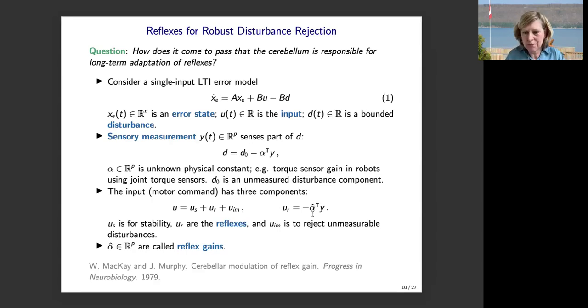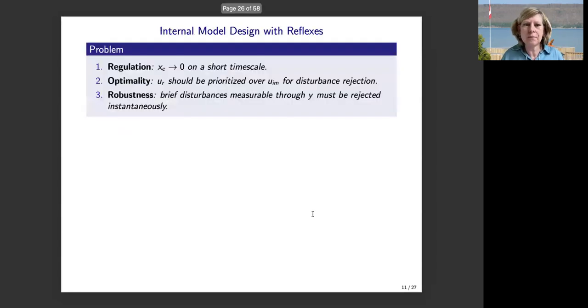and what does it have to do with internal models? Okay, so I'm going to put out a design that's going to be based on what I've just done. So I have a sort of control problem. This is actually quite a weird problem. I want the usual regulation requirement that my error states will go to zero on a short time scale. And this is the work of the cerebellum, to vanquish errors on a short time scale.